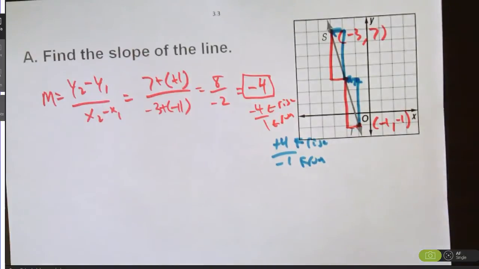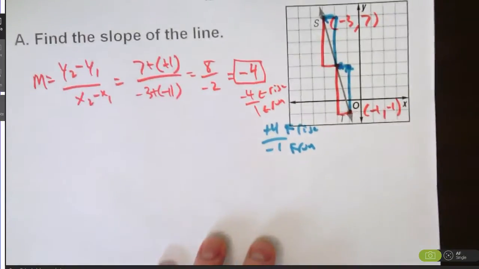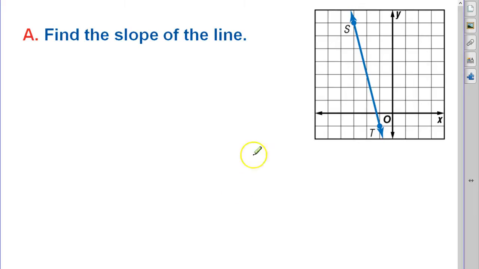Now I said there are two ways you could find slope. The other way is if you're visually finding slope. How you do that is you take a point, for instance S that's been labeled, and you just move down until you're at the same level as the other point. So I went down 1, 2, 3, 4, 5, 6, 7, 8. And since it's down, it's negative 8.